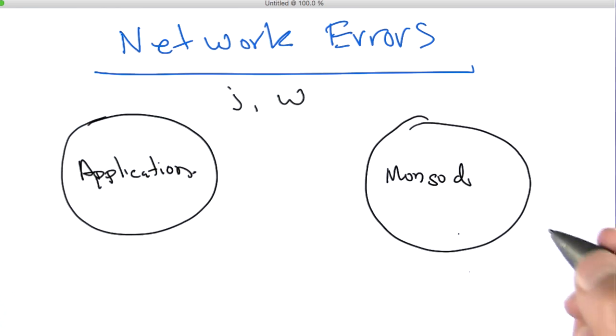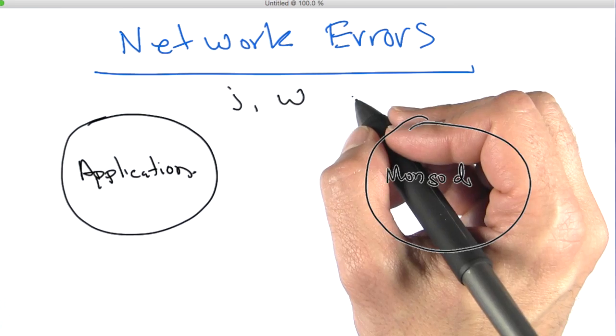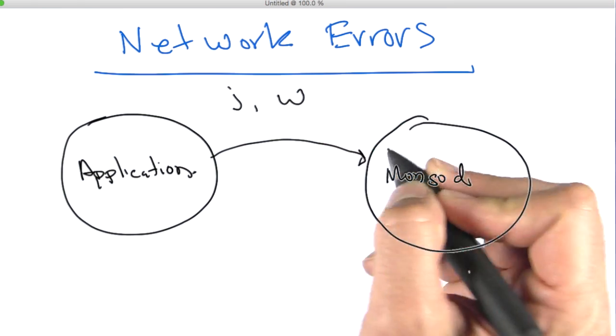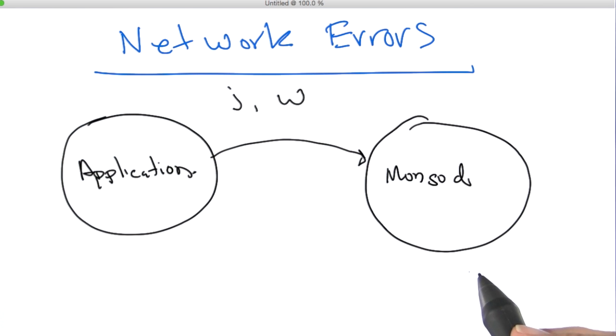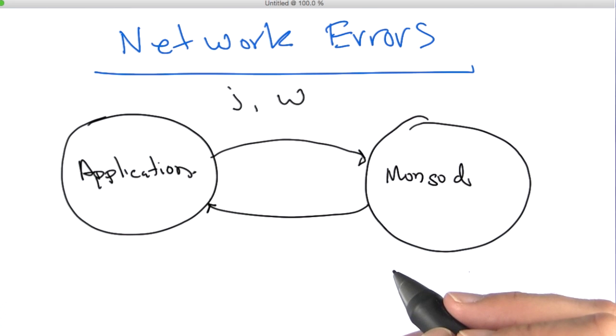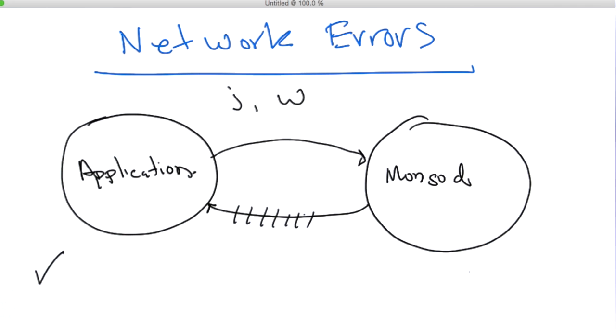So let's say that you set J equal to true and W equal to 1. So you're running in a very conservative mode, and you do an update or an insert to MongoDB. Now, if you get a response back, an affirmative response, you know that it definitely happened. But what if you don't get a response back? Well, then what do you know? Well, the likelihood is it didn't happen, but it might have happened.